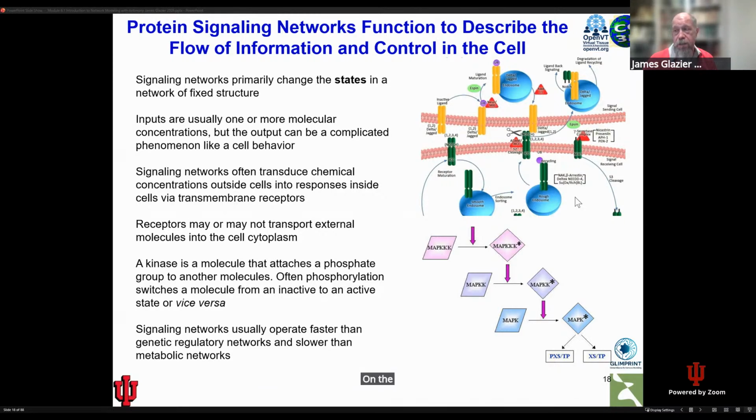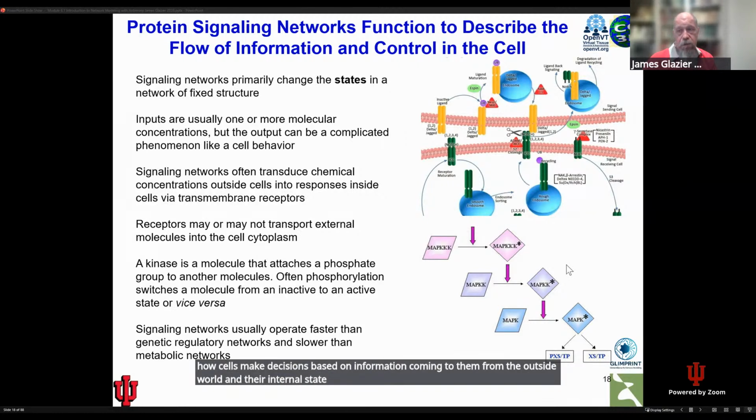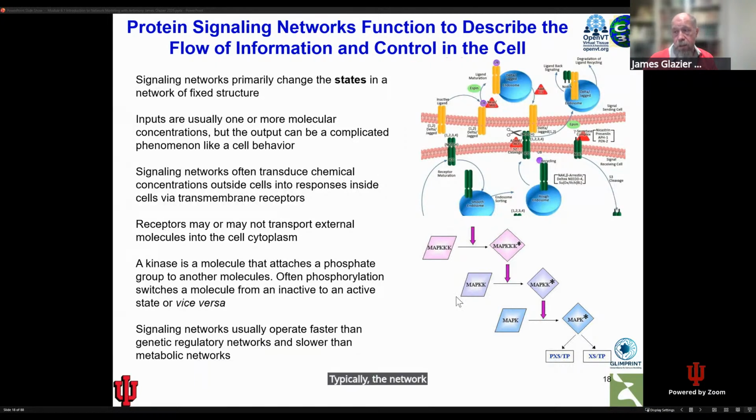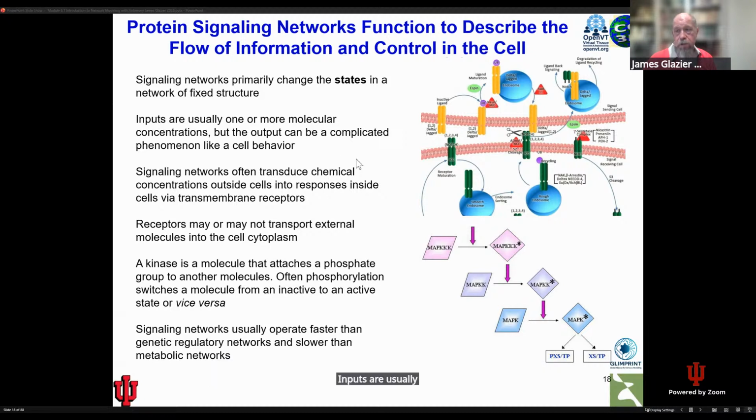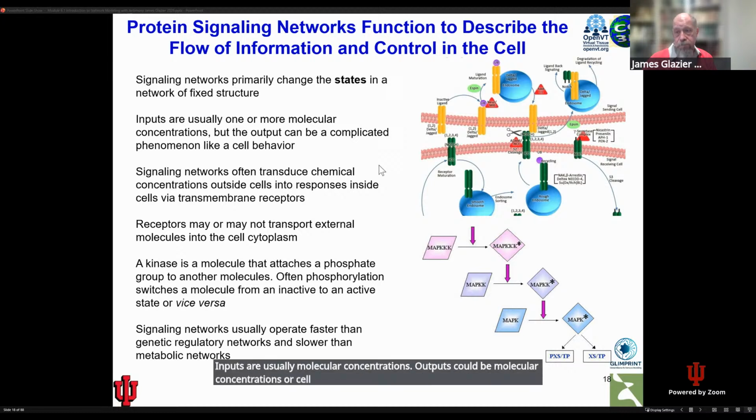On the other hand, signaling, how cells make decisions based on information coming to them from the outside world and their internal state, is something that cells need to do all the time. Typically, the network architecture for signaling networks is fixed over the timescales that we're going to be working about it. And so you're changing state with a fixed architecture. Inputs are usually molecular concentrations. Outputs could be molecular concentrations or cell behaviors.